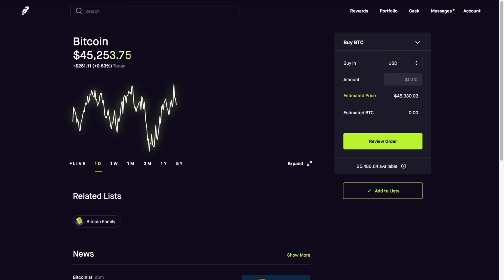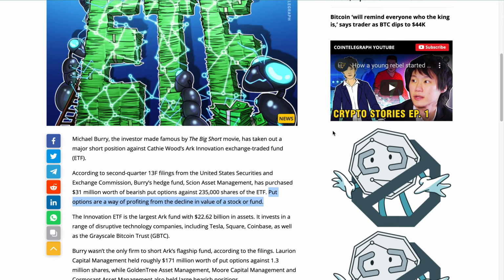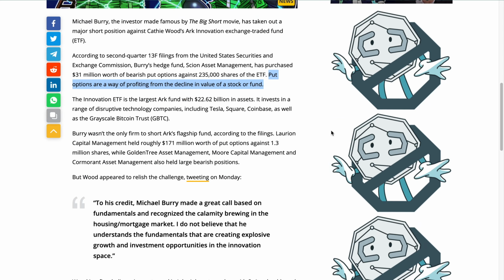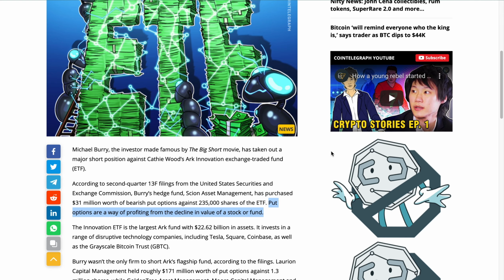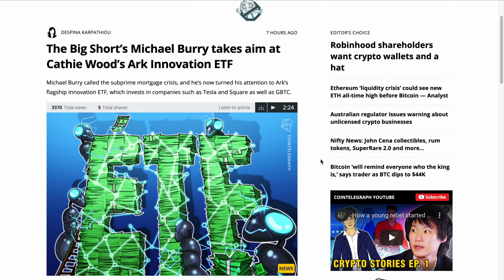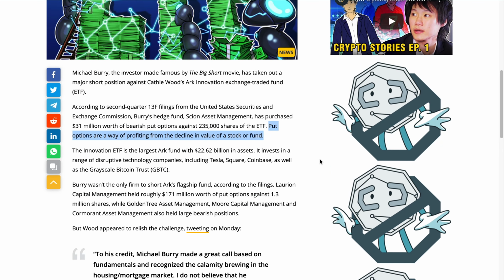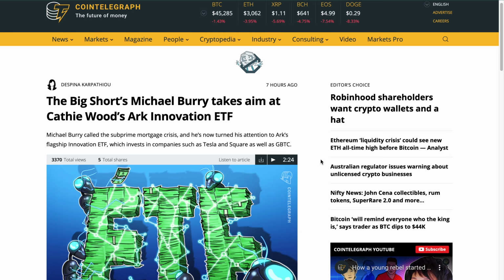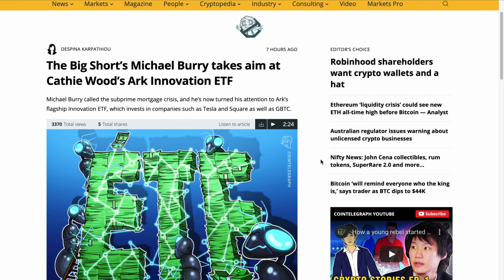So let's take a look at some news that came out because this is quite funny and I did want to talk about it. Now it is Michael Burry, who was famous for shorting the housing market back in 2008, made a fortune, and he's currently sitting on a net worth roughly above $500 million from that play. Now, he went ahead and said that he's coming out with put options, worth $31 million against ARK Innovation ETF, which is owned by Cathie Wood.